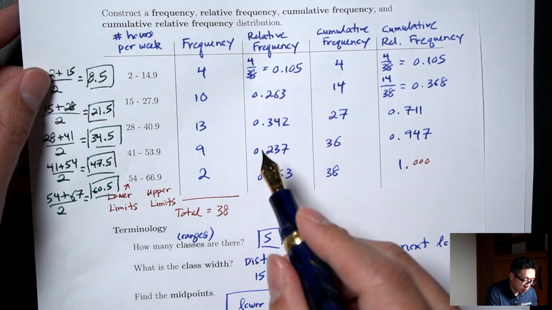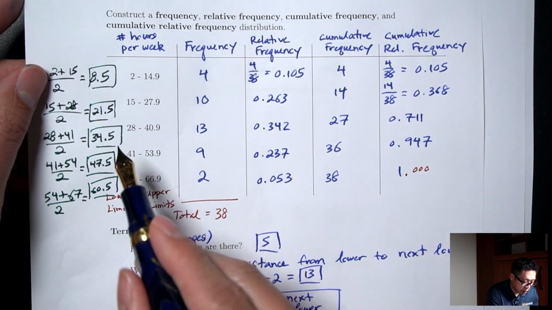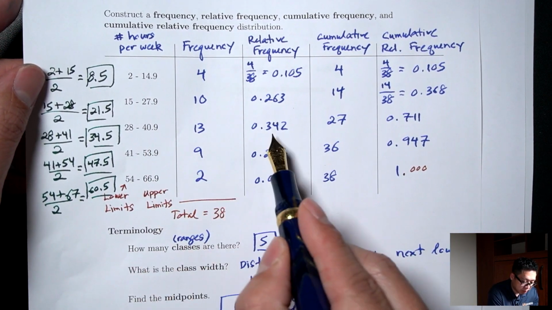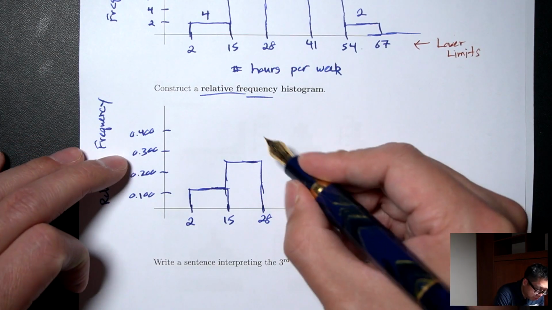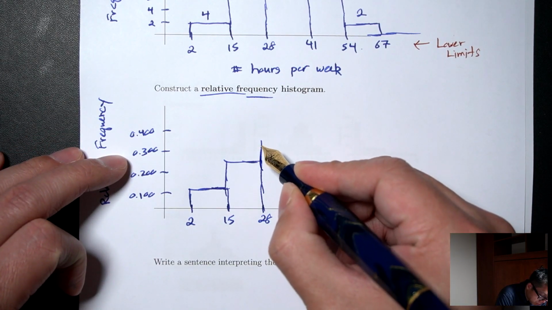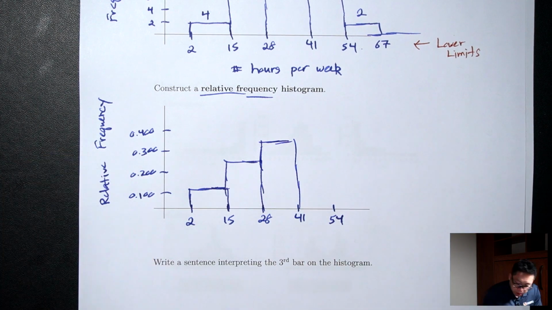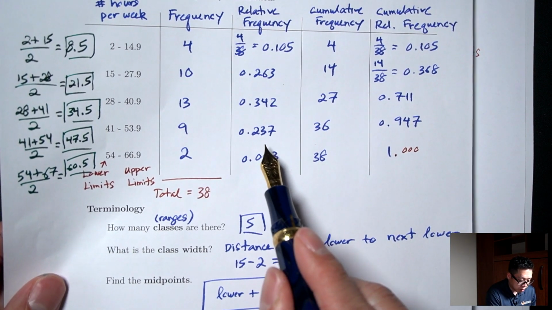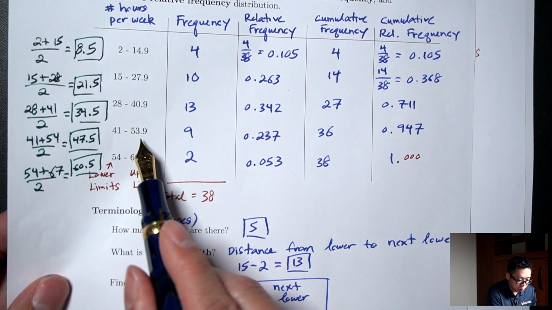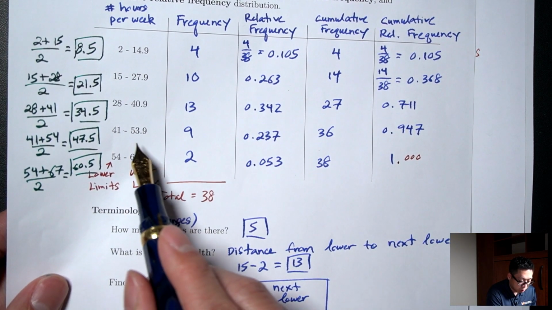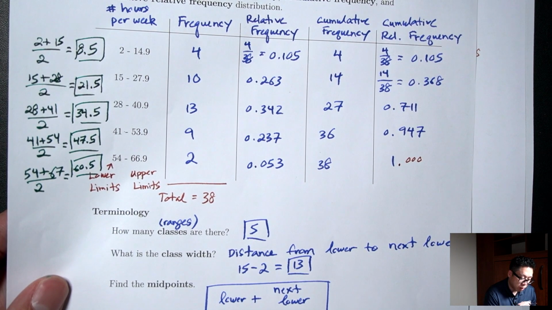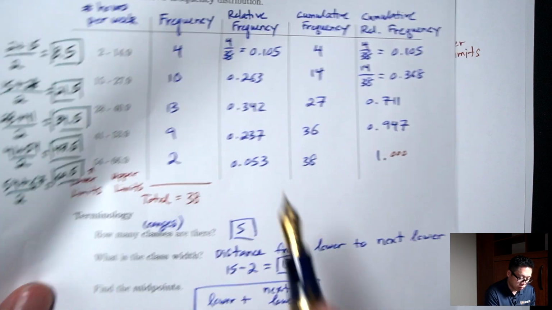Next up is 0.342. That should be over the range 28 to 41. Next up, 0.237. That's going to be over the range 41 to 53.9, which is about 54. So over 41 to 54.